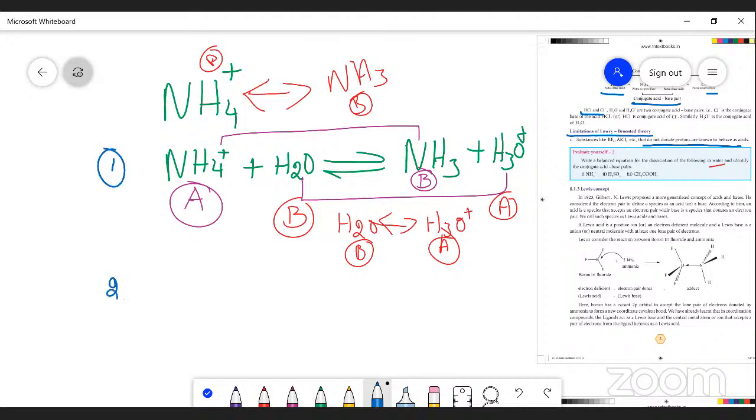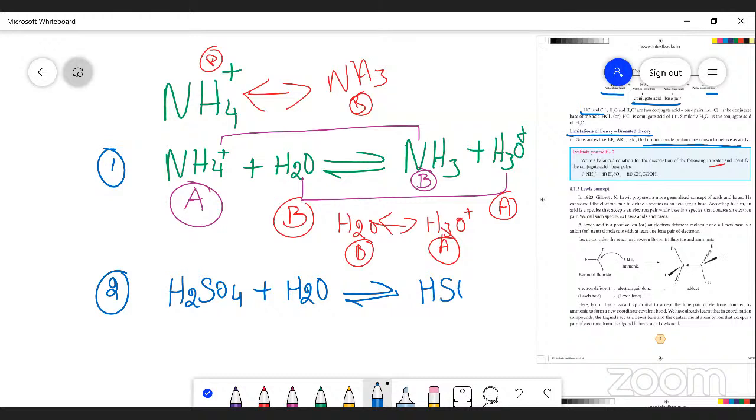This is one reaction. Equation 2, let us try to write. What is that? Sulfuric acid. What is the question? When sulfuric acid, H2SO4, is treated with water, H2O, what is going to happen? We get HSO4 minus plus H3O plus.